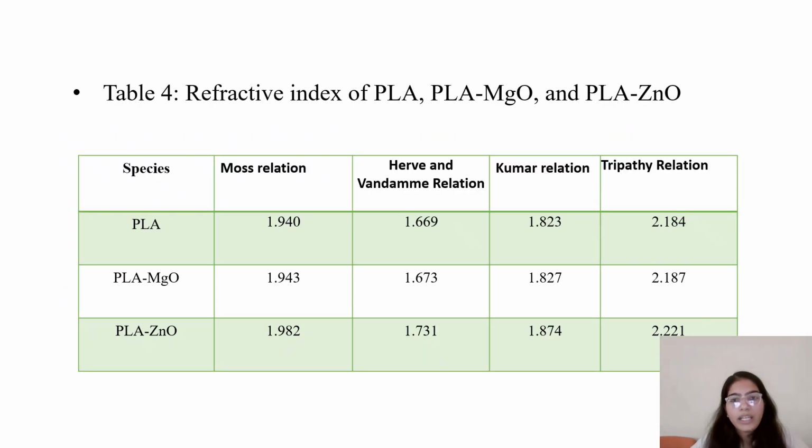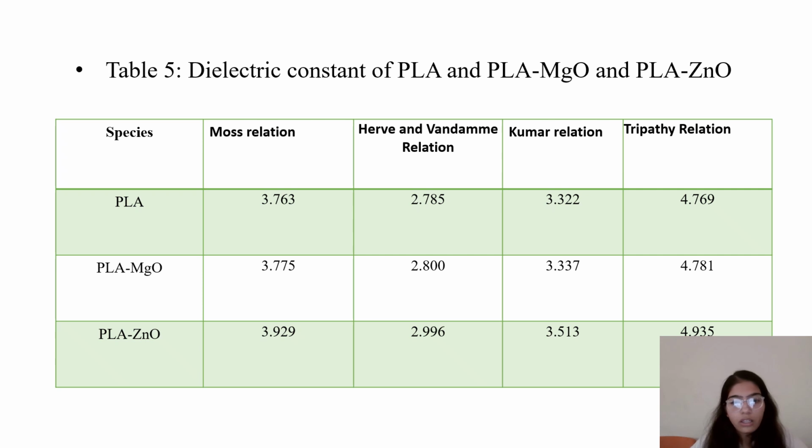Refractive index of PLA, PLA-MgO, and PLA-ZnO. The refractive index increases upon metal oxide incorporation as PLA-ZnO reaches 1.98 in the most relation compared to 1.90 in pure PLA. The dielectric constant also increases. PLA-ZnO has a maximum value of 4.935 using the three-party relation, higher than PLA at 4.769.